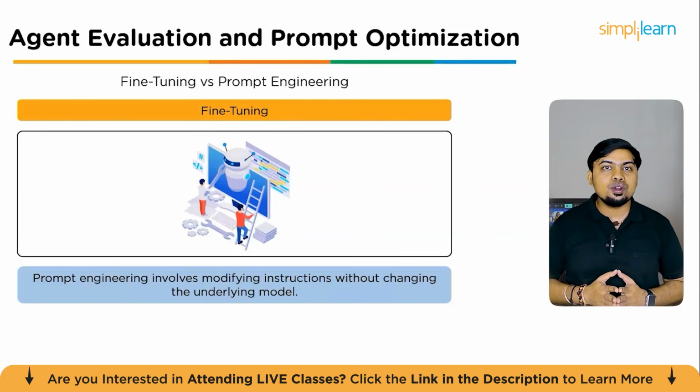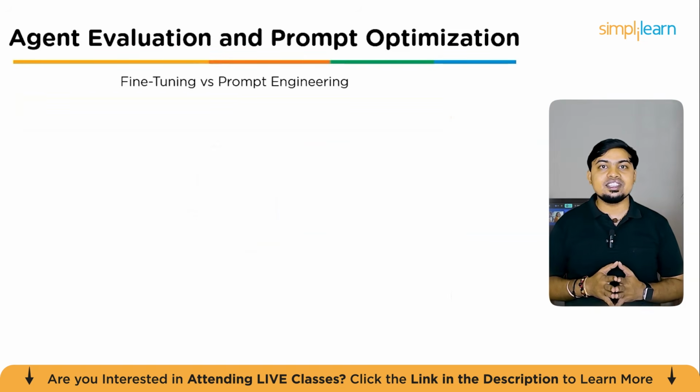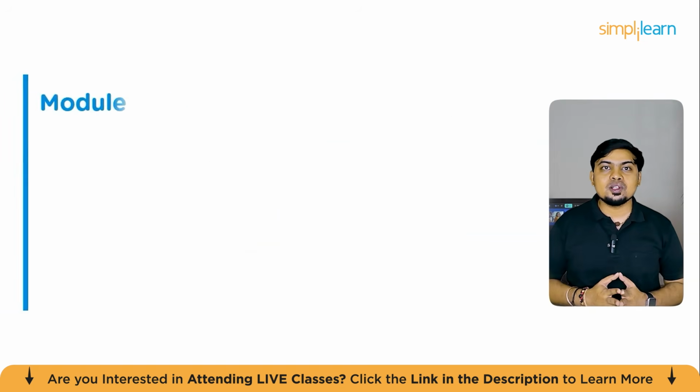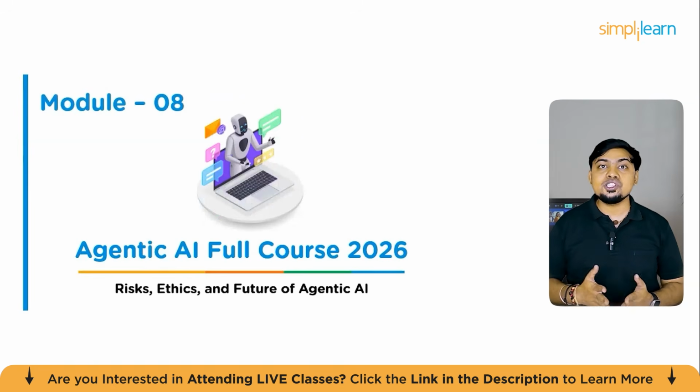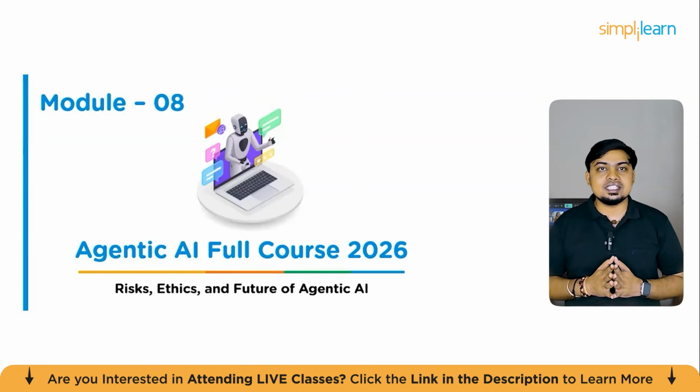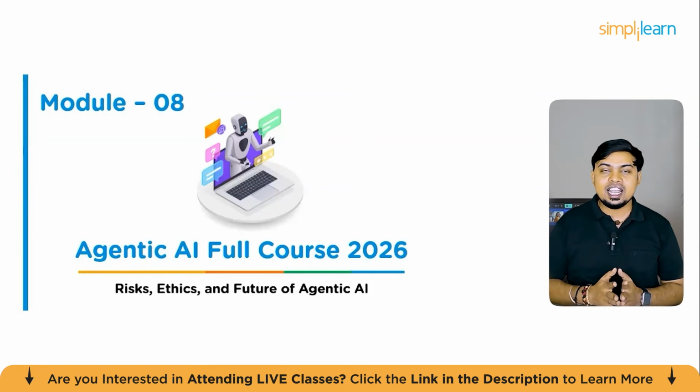Now that you understand how to evaluate agent performance and optimize behavior through prompts and feedback, we are ready to move to the final stage in this course. In the next chapter, we will explore the risks, ethical considerations, and future of agentic AI, including safety challenges, industry trends, and what lies ahead for intelligent autonomous systems. And this is where we connect technology with responsibility, and we will also be building an AI agent.